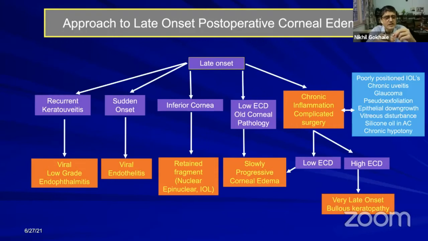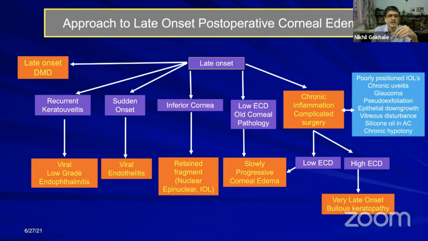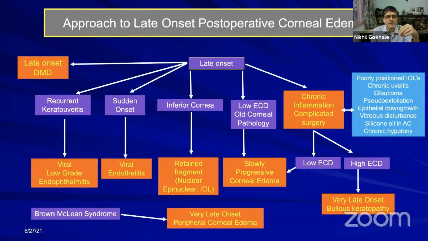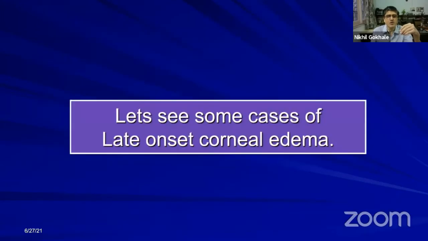However, if the condition continues to recur and is refractory to steroids, one should always rule out a low-grade endophthalmitis like a P. acne endophthalmitis in these patients. And as I mentioned earlier, you can also have late onset Descemet detachment in some of these patients. A very rare cause of late onset peripheral edema is the Brown-McLean syndrome.